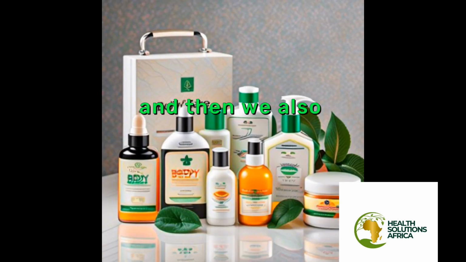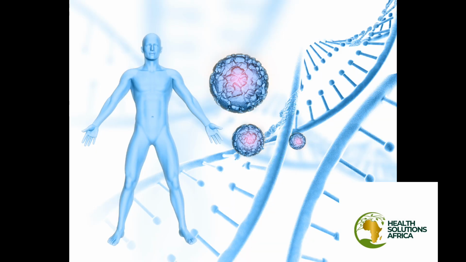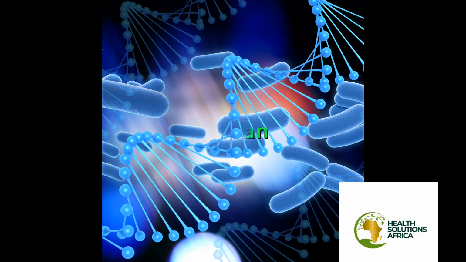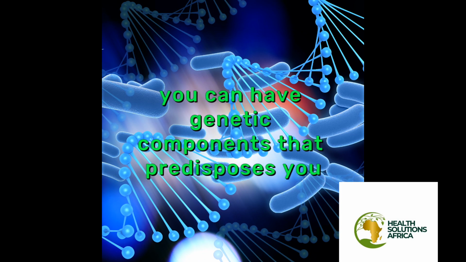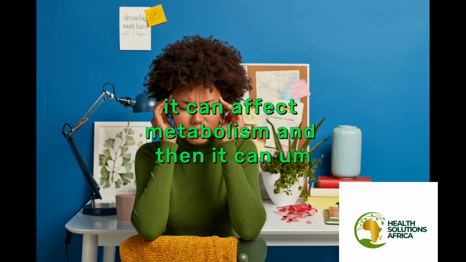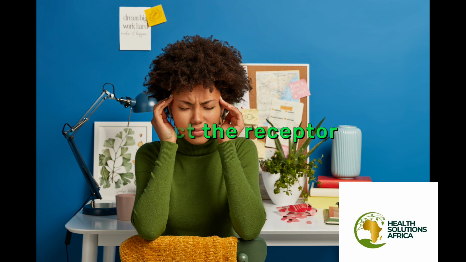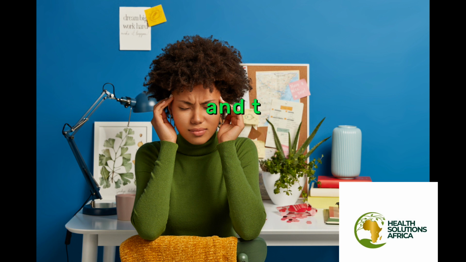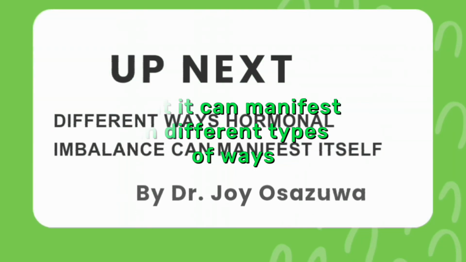And then we also have genetic factors. Genetic factors can also contribute to hormonal imbalance, and you also have to take care of that because you can have genetic components that predispose you to having hormonal imbalance. It can affect metabolism, and then it can affect the receptors or sensitivity of your hormone production. And then we have hormonal imbalance that can manifest in different ways.